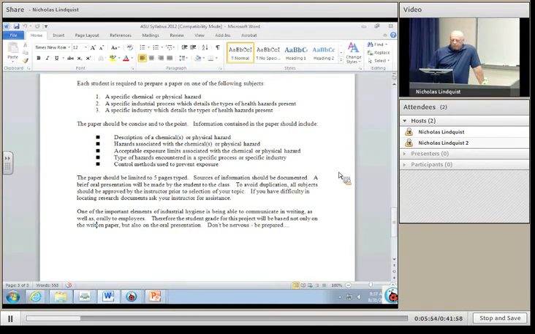Along with doing, as far as the paper goes, it'll be 5 pages minimum.